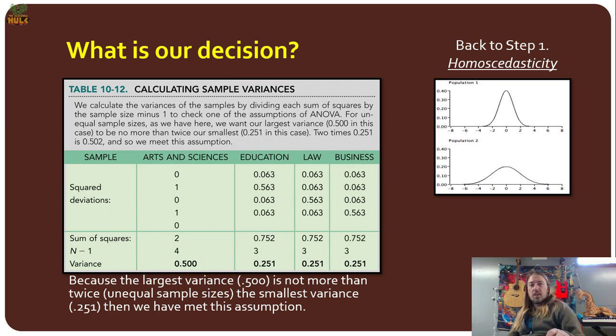The largest variance then is a 0.5. If we compare then 2 times the smallest, we get a 0.502. Our largest variance of 0.5 is not larger than 2 times the smallest because that was 0.502 and that is larger than 0.500, just barely by 0.002. But we have met this assumption. It says that the variability of our groups is approximately equal and thus they are homoscedastic, not heteroscedastic.